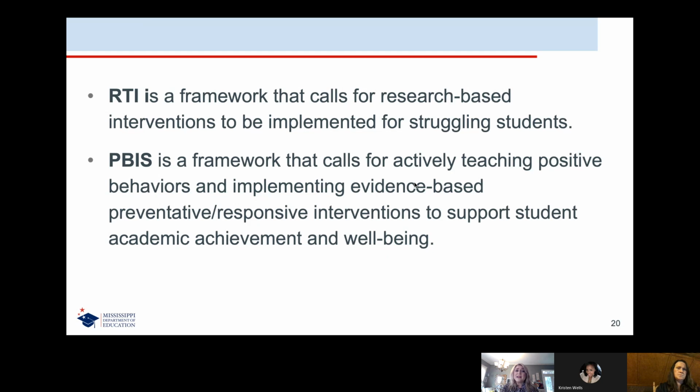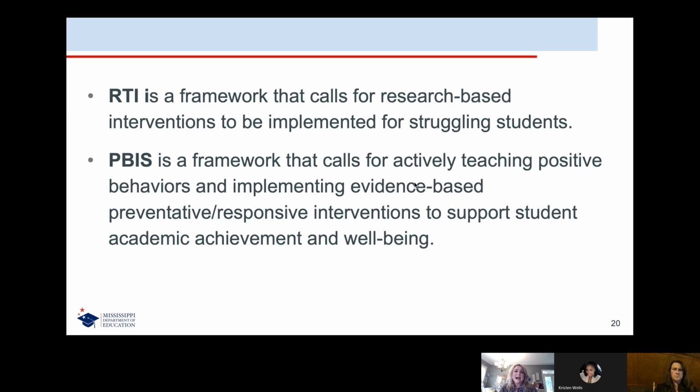So RTI, we know about RTI. It has been around for a long time. That is a framework that calls for research-based interventions to be implemented for our struggling students. So when we think about MTSS, think back to that big umbrella. We think about all of our students receiving support. So it's not just our students who struggle. It's our students who are maybe the overachievers or high flyers. We have to support them as well. We have to encourage them to grow, and all of that falls into MTSS.